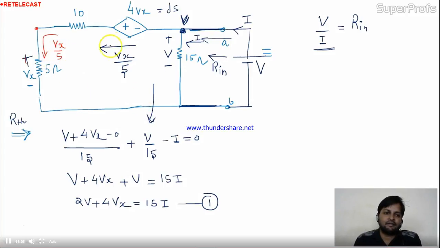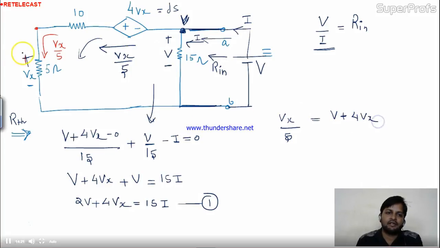Then, what is the Vx by 4? The direction of Vx by 4 is this. This is the current, Vx by 5. Sorry, Vx by 5 is the current. And this current is nothing but this V, the higher potential, minus plus 4Vx, and the voltage across here with respect to ground is given as Vx. So this is Vx divided by 10 only.